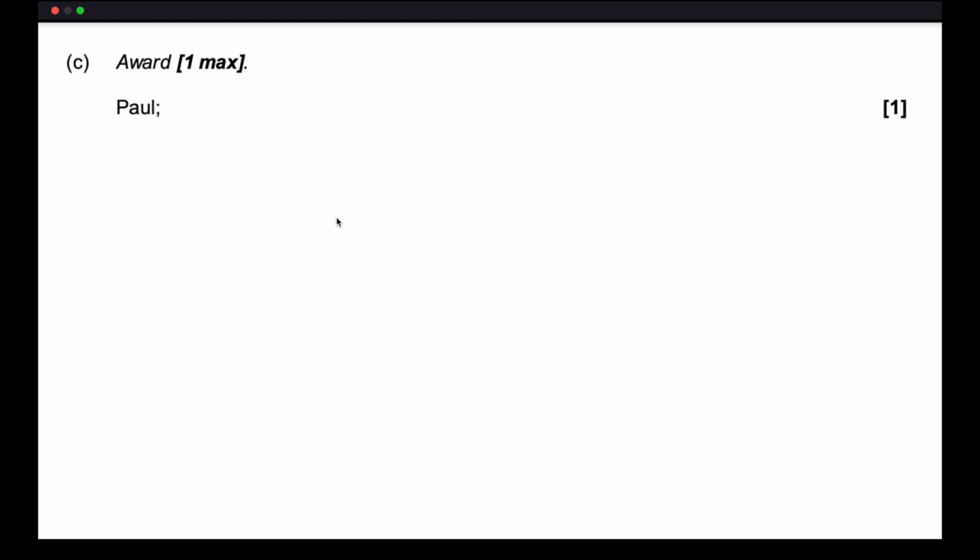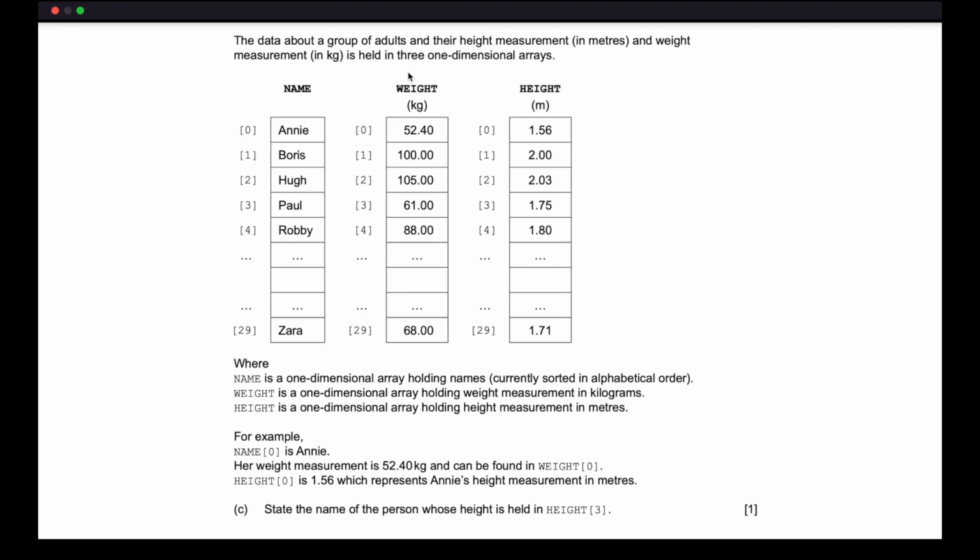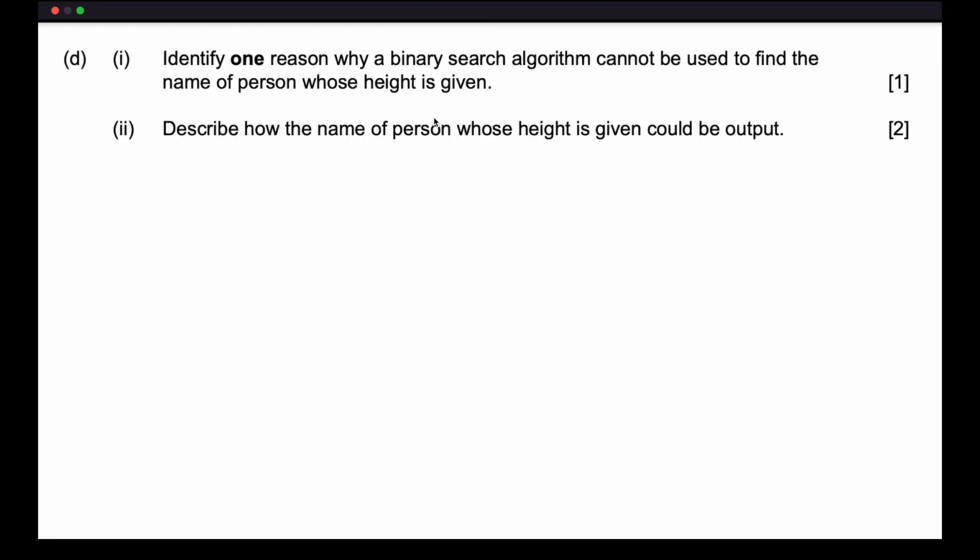Now moving on to the rest of this question. We identify one reason why a binary search algorithm cannot be used to find the name of the person whose height is given. The reason is that to use a binary search algorithm, everything has to be sorted in either ascending or descending order, which none of these are. So we can't use height or weight to find the name of a person based on their height, at least via a binary search algorithm. We could use a linear search algorithm, but not a binary search algorithm, because height is not sorted.